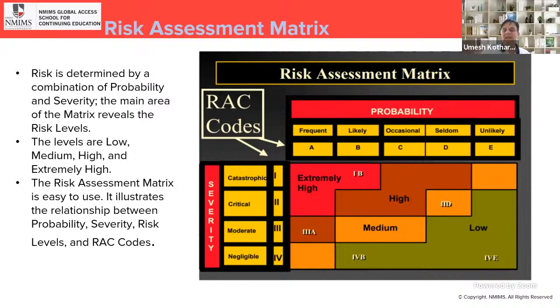Whatever is seldom and unlikely or moderate and negligible will not even be considered for investigation because you don't have the resources. Some organizations might say whatever is low, not bothered. But whatever is extremely high and therefore high will not be overlooked. We will address them.